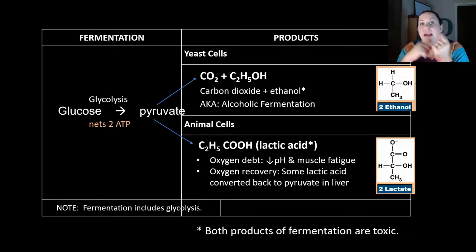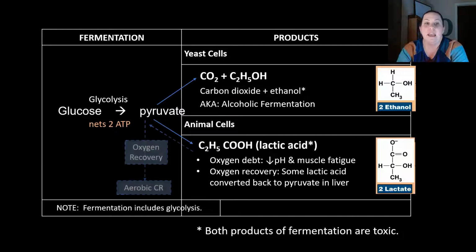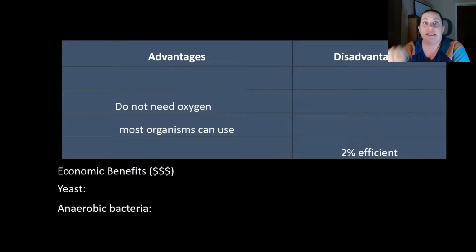And the reason being, guys, is ethanol and lactic acid are both products of fermentation, but they're both very toxic in their composition. Now, oxygen recovery can help us go backwards, but we've got to make sure enough oxygen is given to your cells. So what are the advantages and the disadvantages of this idea of anaerobic fermentation?